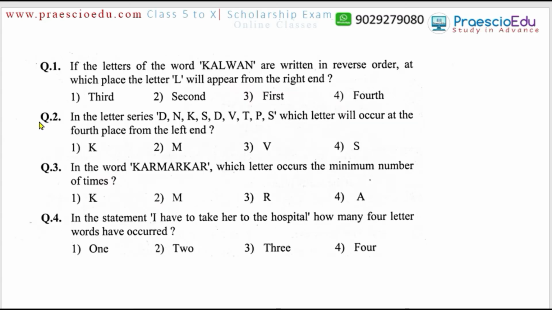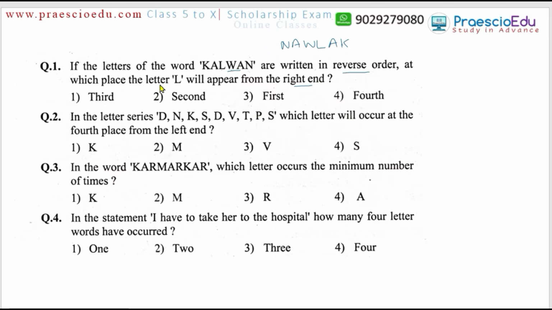Okay, so question number 1 is, if the letters of the word KALWAN are written in reverse order, at which place will the letter L appear from the right end? What is the first action we have to take? We have to make the reverse order of this word. Here K is first, so in reverse K will go last. The last letter N will become first. So here N, then A, then W, then L, then A, and the last one is K. Now this is the reverse.